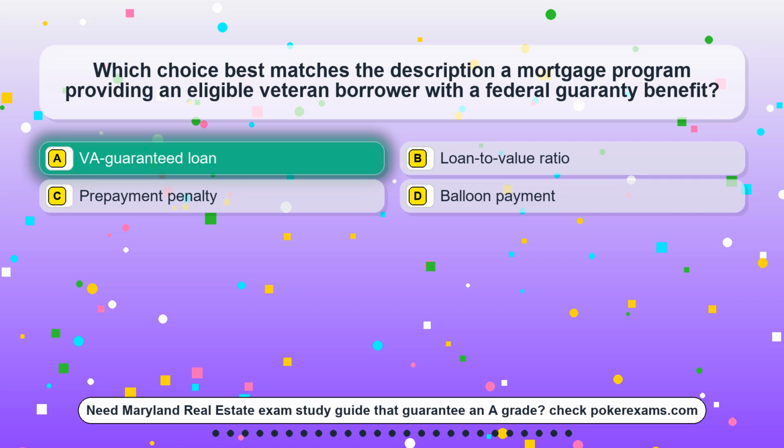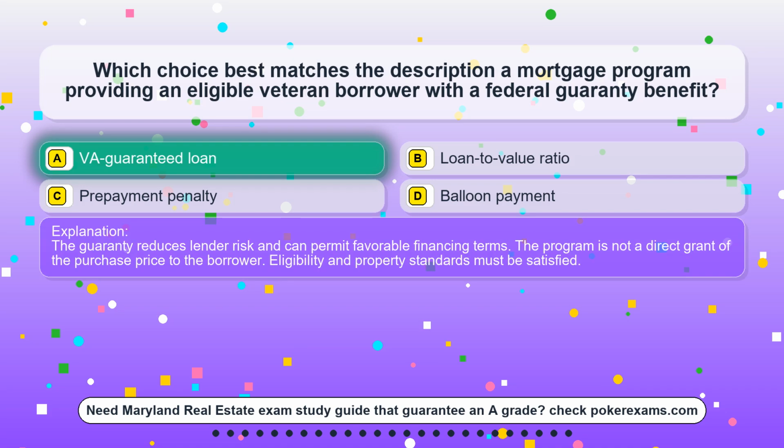The correct answer is option A, VA-guaranteed loan. The guarantee reduces lender risk and can permit favorable financing terms. The program is not a direct grant of the purchase price to the borrower. Eligibility and property standards must be satisfied.